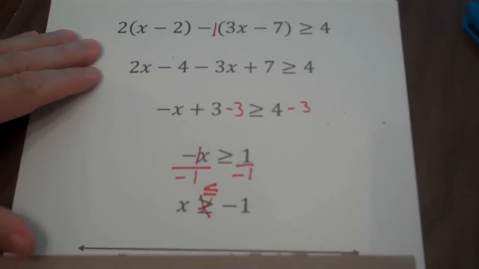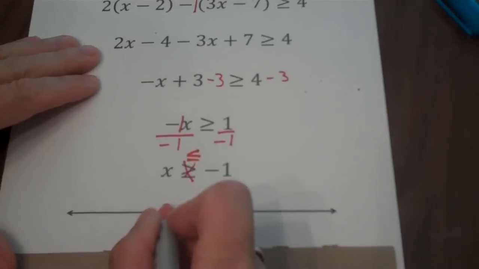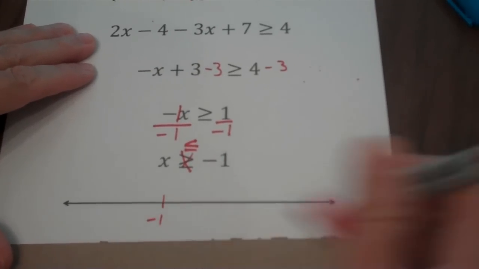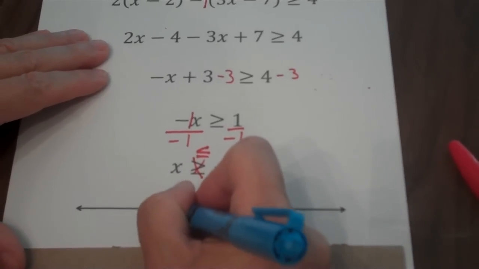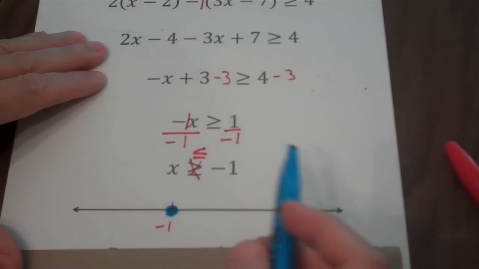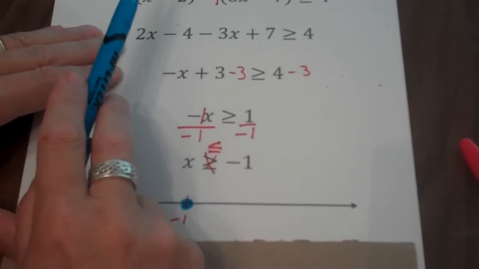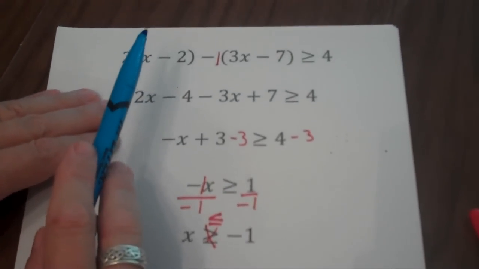Now let's go ahead and graph the solution. At negative 1, once again, I'm going to have a point where I believe it's equal to negative 1. Actually, let's go ahead and check that answer real quickly here in our very original equation.